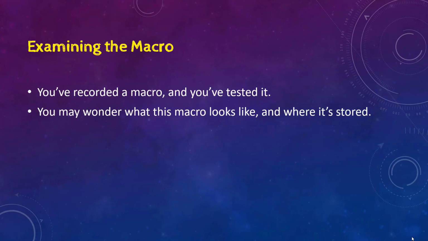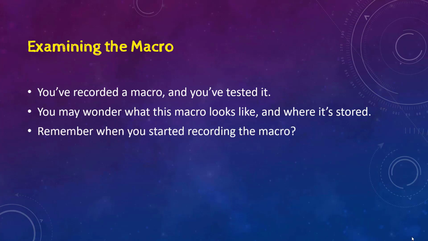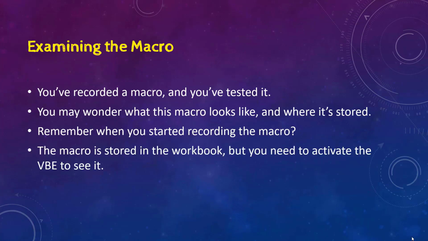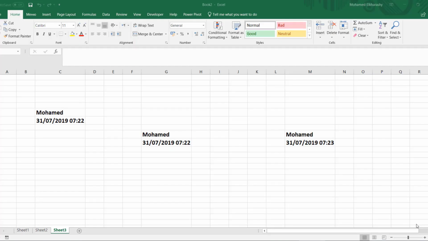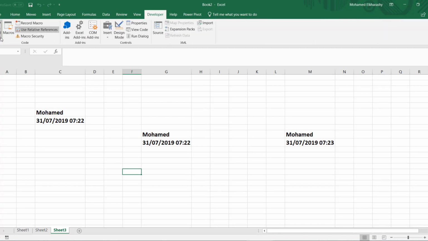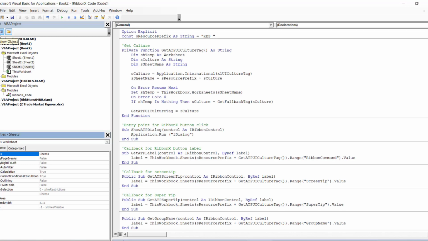You may wonder what this macro looks like and where it is stored. Remember, when creating the macro, we indicated that Excel should store this macro in this workbook, but we need to activate the Visual Basic Editor, VBE, to see it. Let us activate the VBE by clicking the Visual Basic button on the Developer tab. There is also a shortcut key, Alt F11. The VBE program window appears.